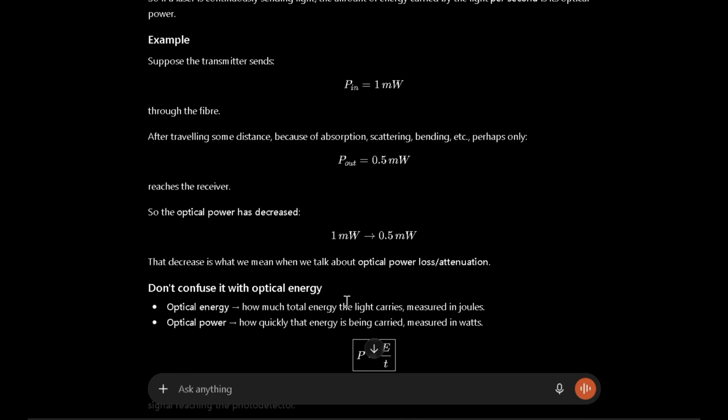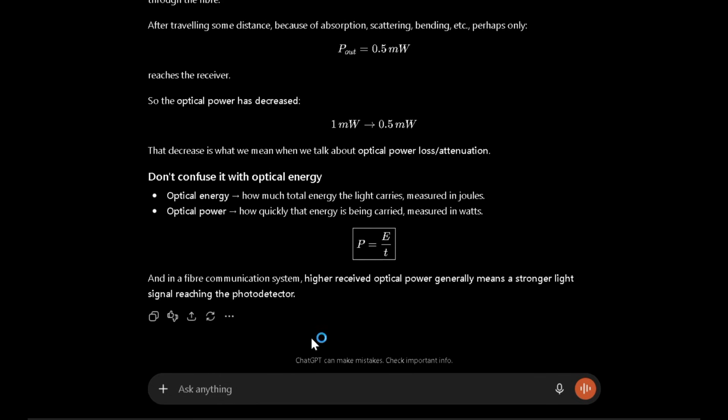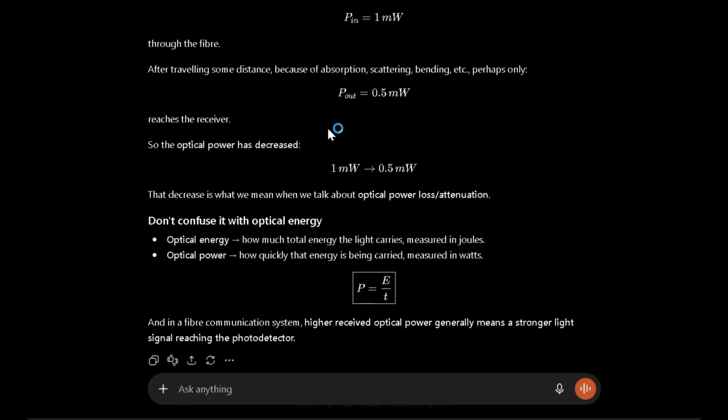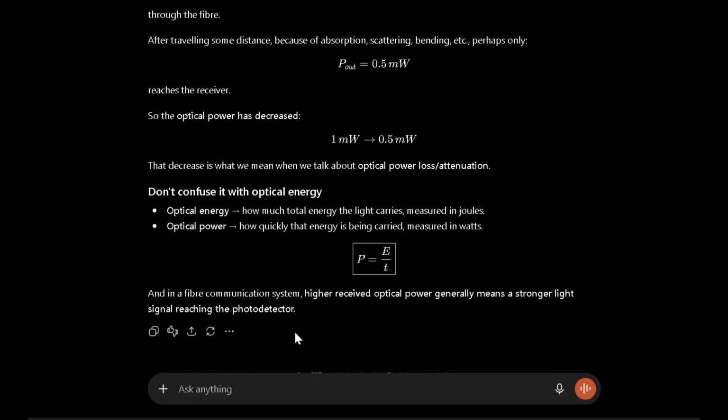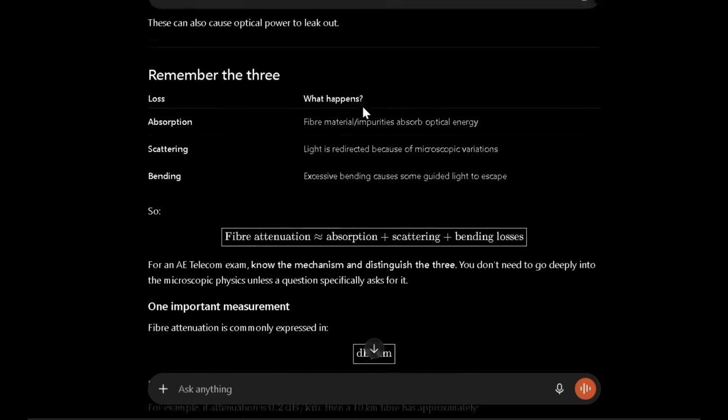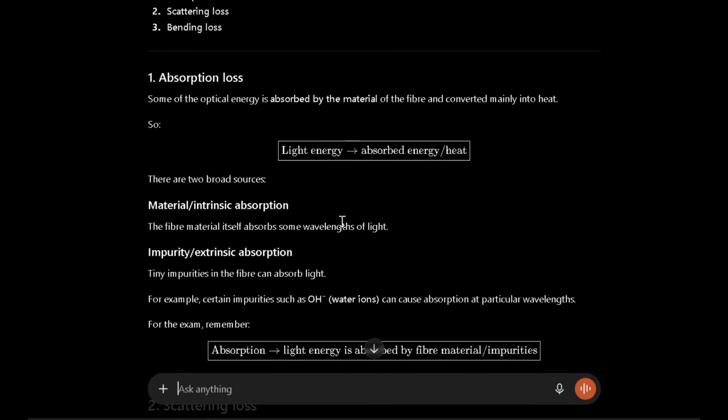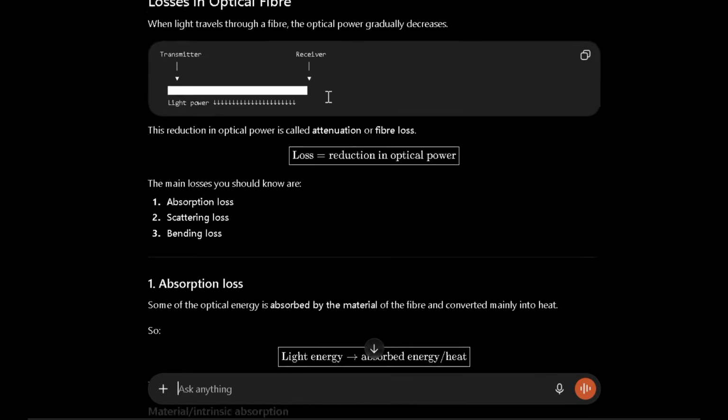The optical energy is how much total energy the light carries, measured in joules. The optical power is how quickly that energy is being carried, measured in watts. P equals E by T. Higher received optical power generally means a stronger light signal, measured in the photodetector. Okay, so that is the meaning of optical power.